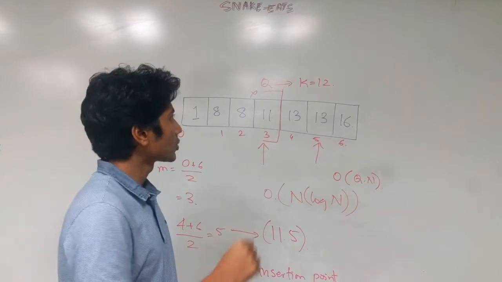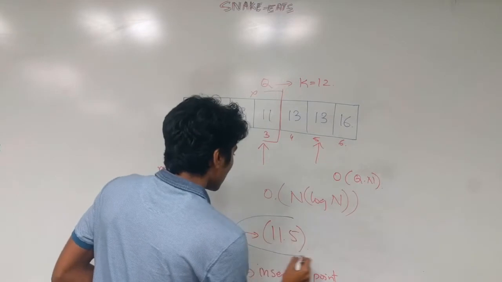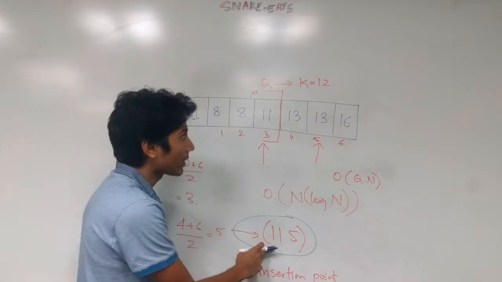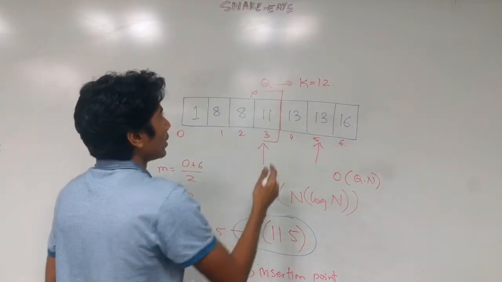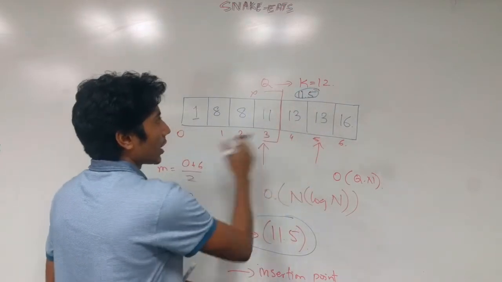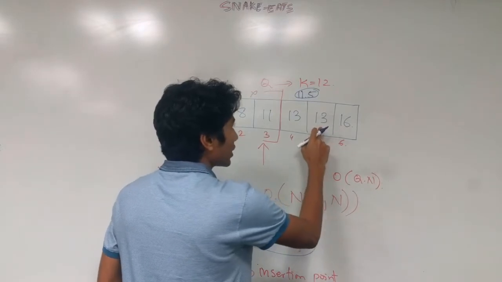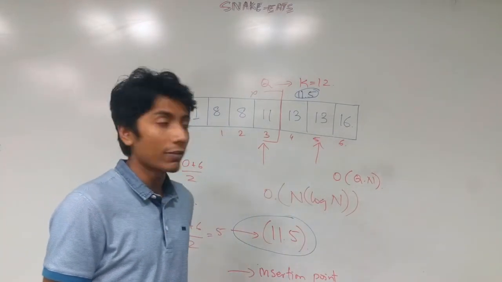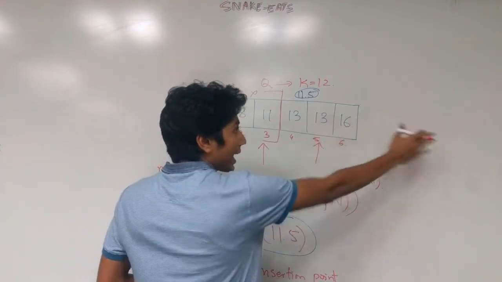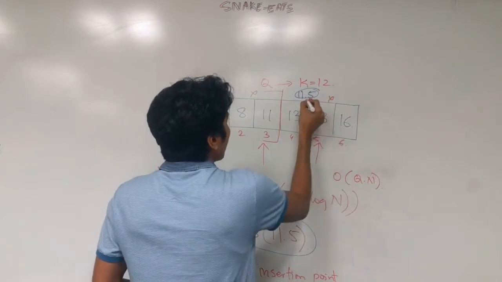Oh, I think I made a small mistake. We said that we are going to be searching for 11.5. So, we came here, we saw that 11 is less than 11.5, and we ignored the left part and went to the right. Now, this is 13. 13 is greater than 11.5, so we ignore the entire right subarray along with this element. What you have remaining is this part.